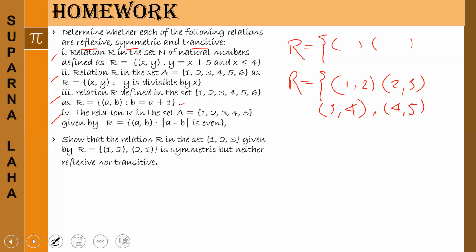If A is 5, then B is 6. Now if A is 6, then B is 7, which does not belong to this relation. Means this pair does not belong to this relation. Hence 1, 2, 3, 4, 5, only these five elements belong to this relation. Now you can easily check whether this is reflexive or symmetric or transitive. So if there is any problem or any queries, then you're free to ask. Thank you.